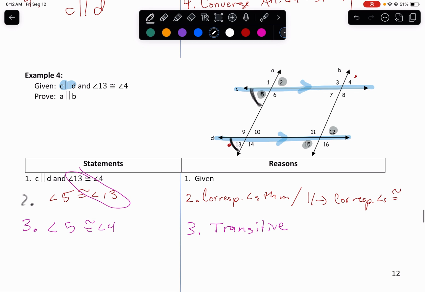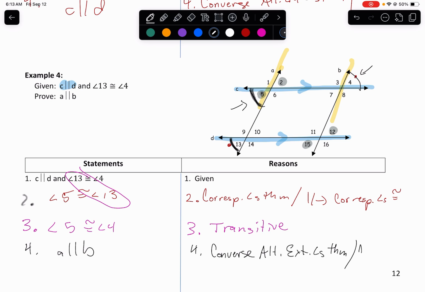And now, because I know that angle 5 is congruent to angle 4, I need to focus on which angle pair they would be for A and B. And so they are outside of line A and B. They are on opposite sides of line C, the transversal for these two angles. And so these would be congruent alternate exterior angles, which would allow us to say that line A is parallel to line B by the converse of alternate exterior angles. Or you could say if alternate exterior angles are congruent, then the lines are parallel.